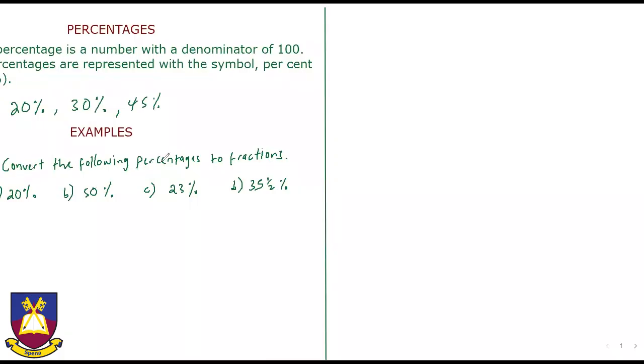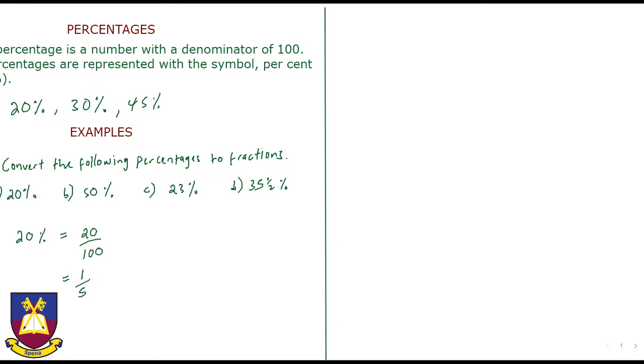Convert the following percentages to fractions. The first one is 20%. In order to convert a percentage to a fraction, all we do is get the number 20 divided by 100, because we said percentage is a number whose denominator is 100. So this is the meaning of percentage, and all we have to do now is reduce this number by 20, which is 1 out of 5.